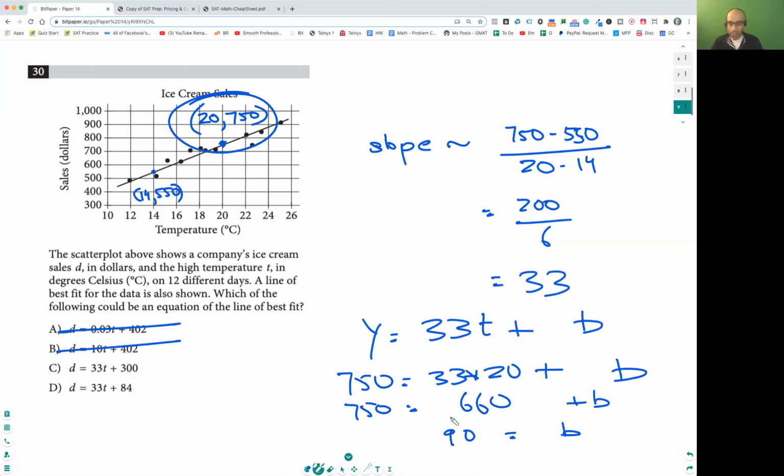It's 90. So of course we picked the point, we weren't very careful. So very, very roughly it's 90. And so it's not 300, this is the closest answer. D is the correct answer.